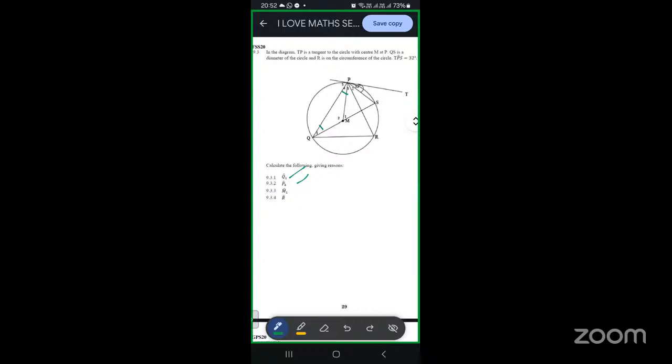9.3.3. We are now required to find the size of angle M1 with some reason. Is there anyone who can give this one a try? M1 is just this one here. So M1 is 64 degrees. I agree. What's the reason behind that statement? Angles on a straight line. So you first calculated this one and then you came to this one. Yes, sir. Oh, okay. That's a good approach.